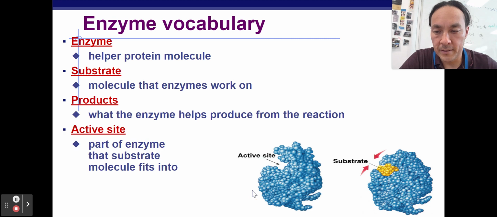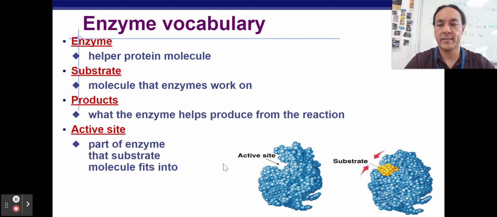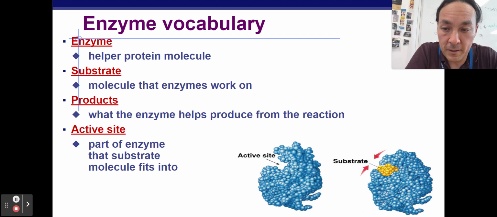I think we went over the vocabulary, right? The enzyme is the protein. The substrate is the molecule that the enzyme works on. The product is what comes out of it. And the active site is the part of the enzyme that the substrate fits into.